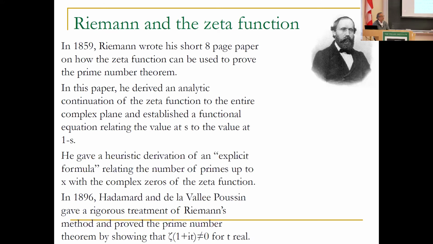Finally, in 1896, Hadamard and de la Vallée Poussin gave a rigorous treatment of Riemann's method and proved the prime number theorem, basically by showing that the zeta function has no zeros on the line real part of s equals 1.